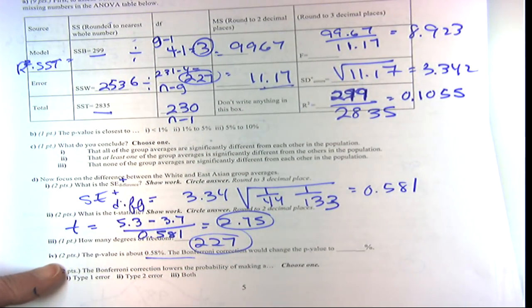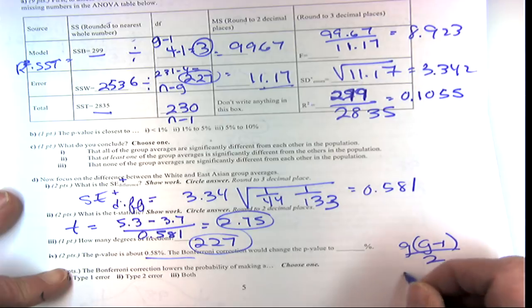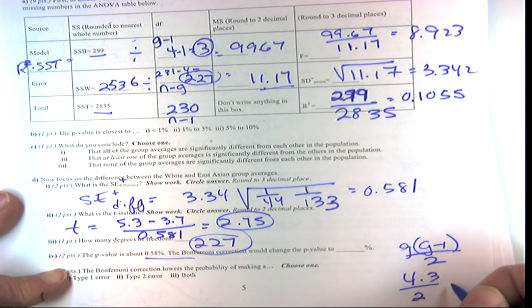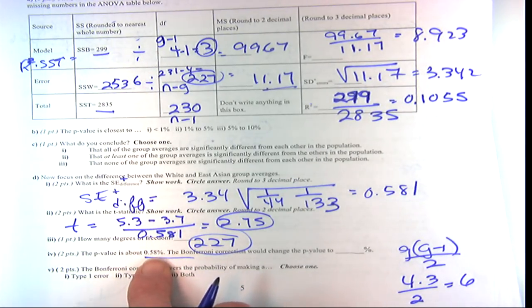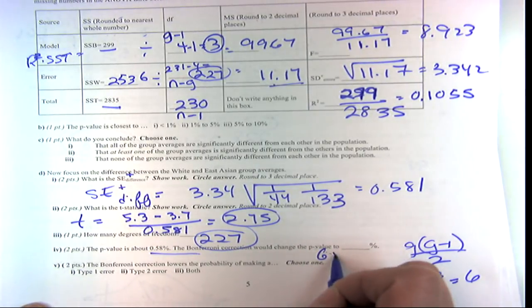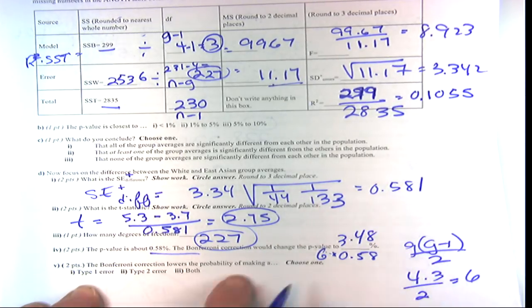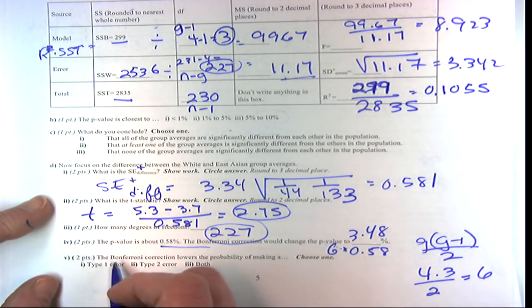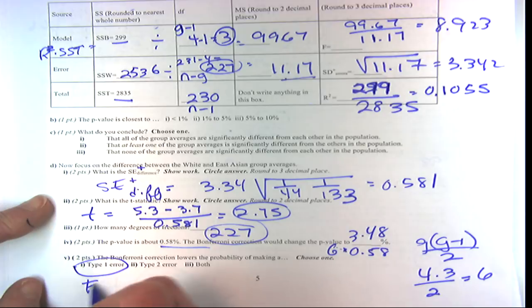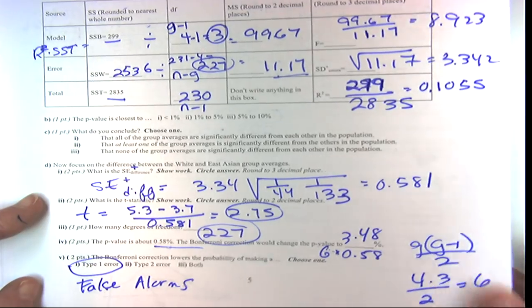Now, the Bonferroni is going to change it by the number of groups times G minus 1 over 2, and we have 4 times 3 over 2, right? So that's 6. So you multiply that by 6. It's just going to be 6 times 0.58. And we get 3.48, and it lowers the probability of making a false claim, of saying you see a difference when there really is none. It lowers the probability of false alarms.